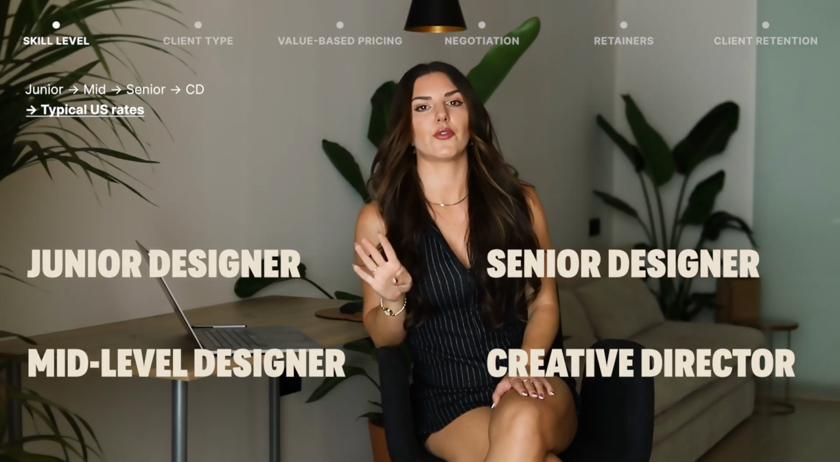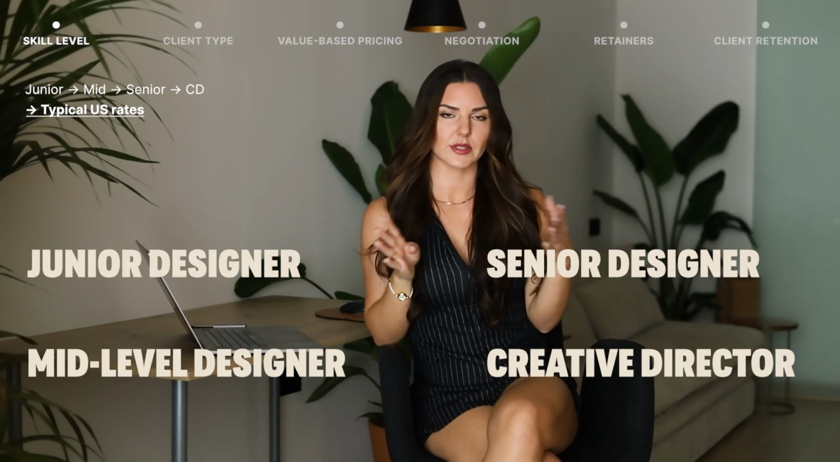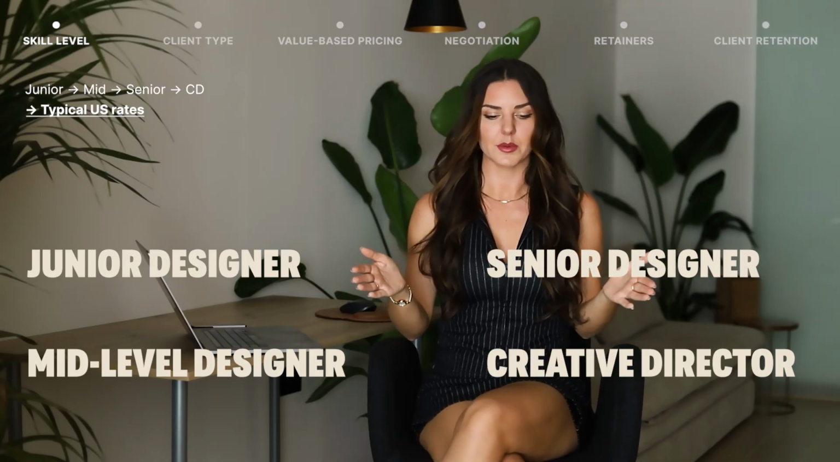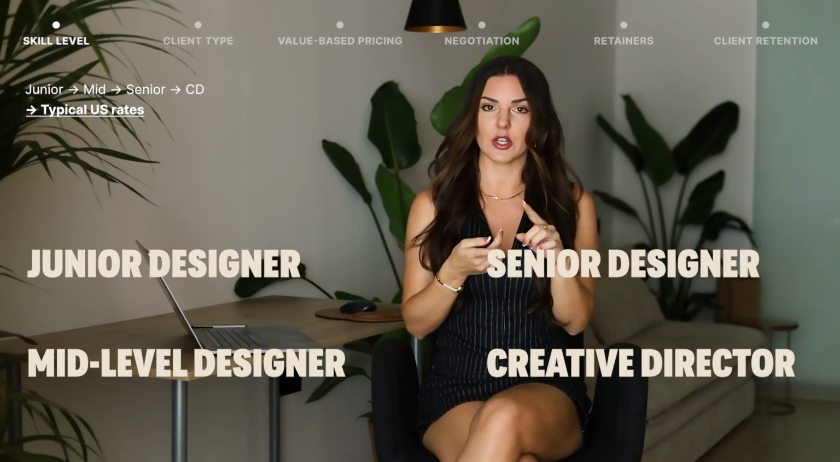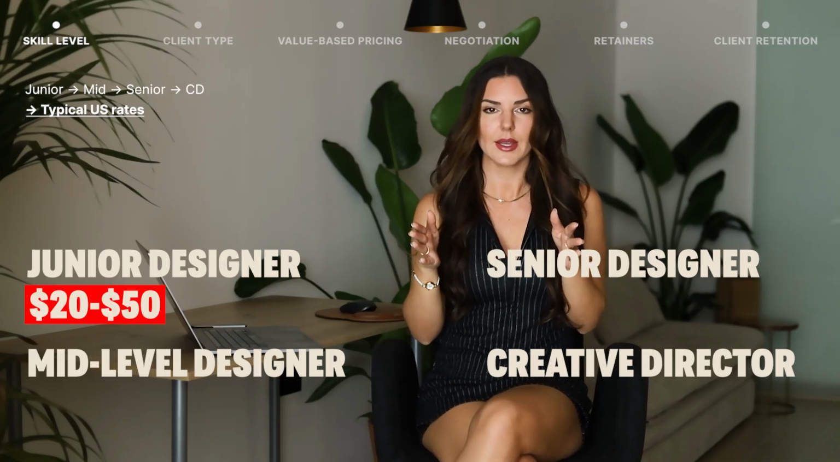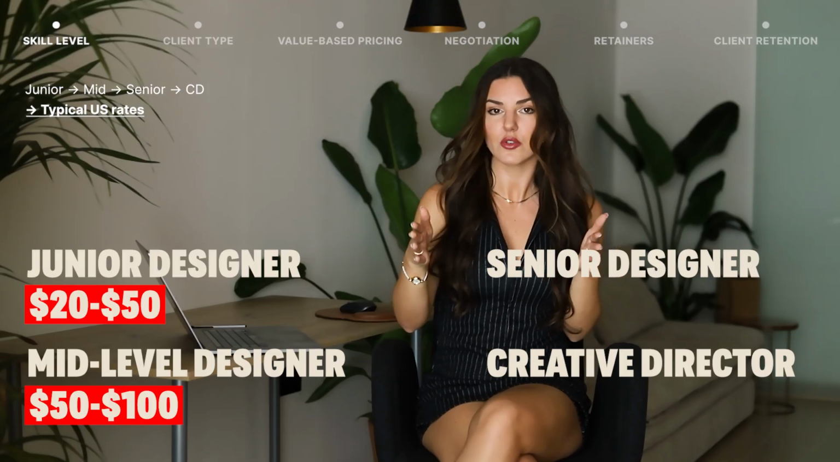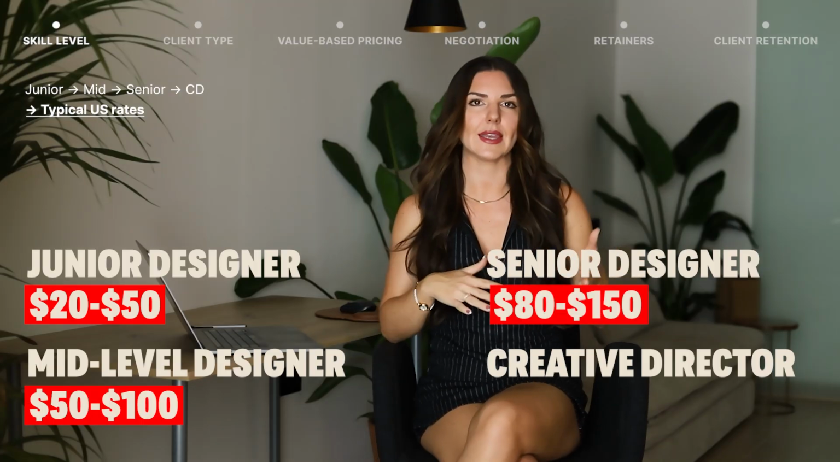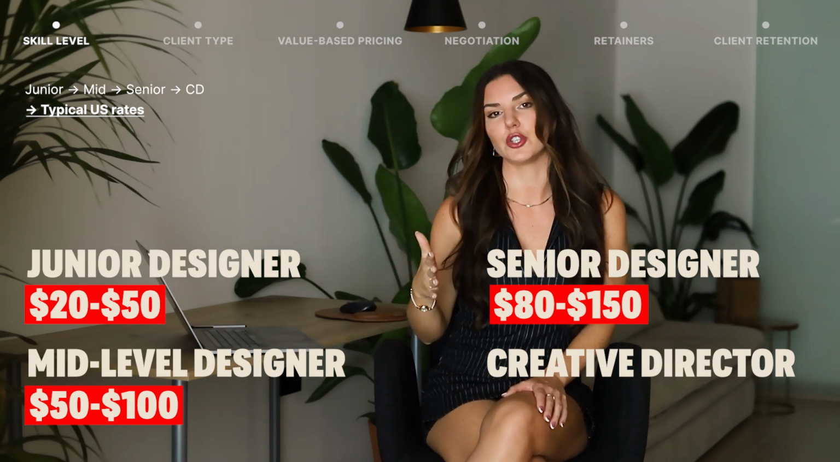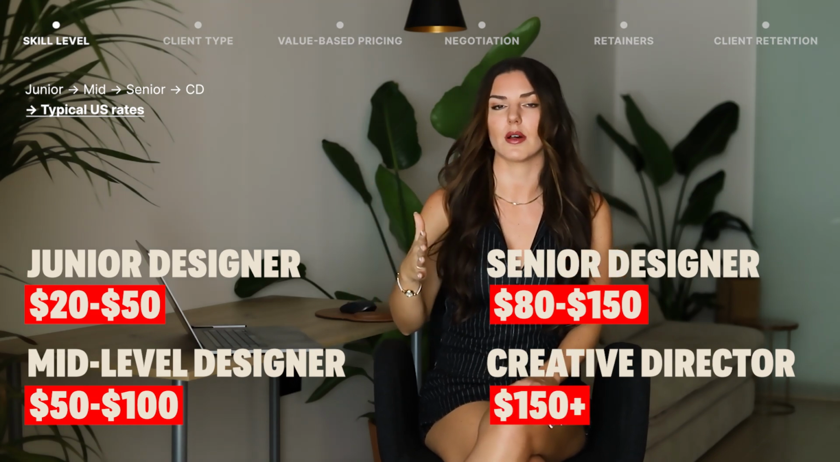And so you want to look at these 4 different roles, obviously within the country that you're in. But I would say, just as an example, and I think it helps to think about this as in ranges. If you look at the US, a junior designer, somewhere around $20 to $50 an hour. Mid-level designer, $50 to $100 per hour. Senior designer, $80 to $150 per hour. And then you have a creative director who would charge usually around $150 per hour and up.